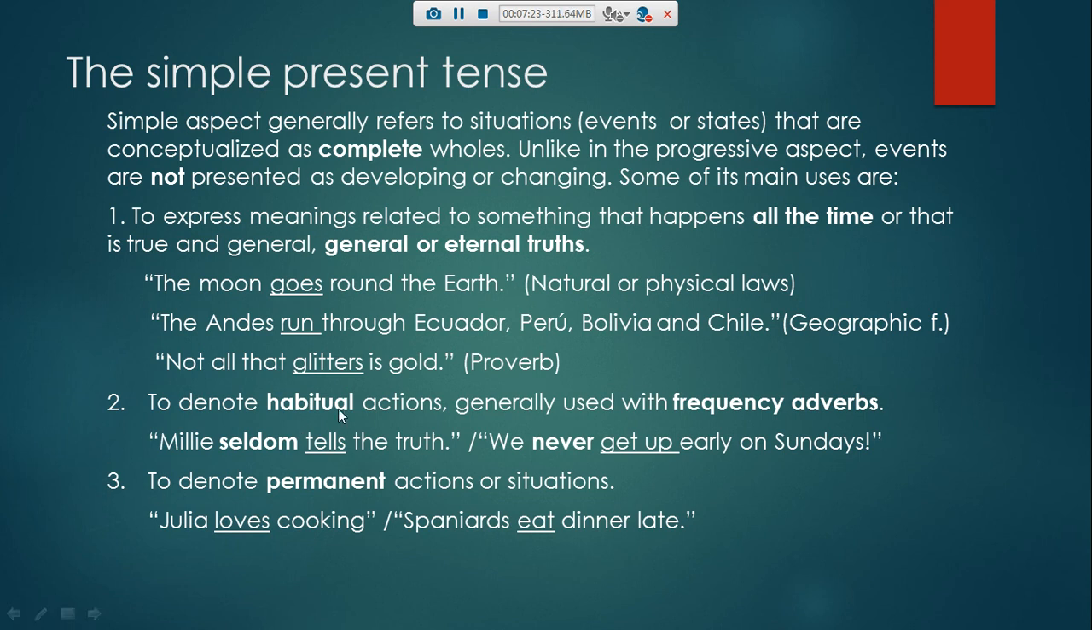It's important to distinguish the difference between habitual actions and permanent actions. As you can see, Millie seldom tells the truth is something that is repeated, let's say, over and over again as a habit, but Julia loving something, she loves cooking, is something that is permanent and not a habit.